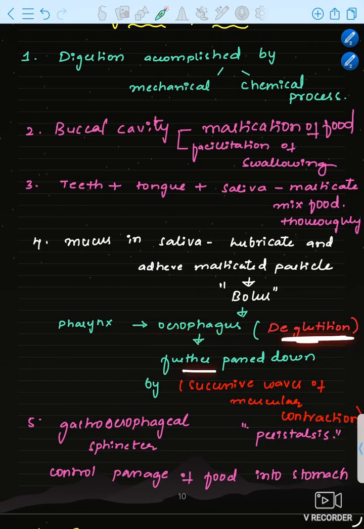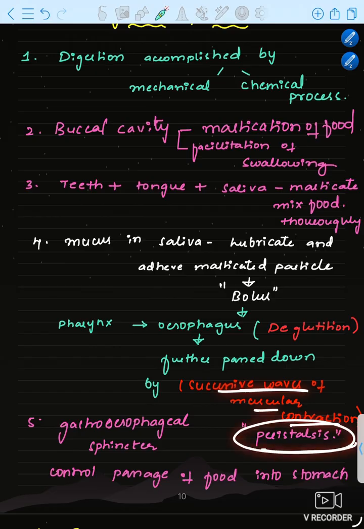Further it will be passed down. From the esophagus, deglutition won't happen. From mouth to pharynx is deglutition, that is swallowing. Next, pharynx to esophagus, esophagus to further down. How will the bolus be going? By successive waves of muscular contraction. The esophagus is a muscular pipe, a thin long pipe, right? So muscular contractions will be happening because it has a muscularis layer. Successive waves of muscular contraction is peristalsis.